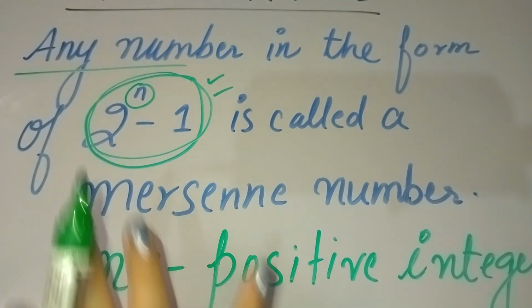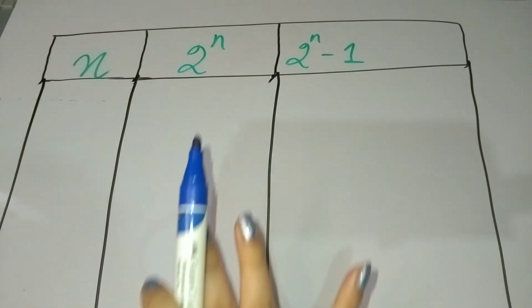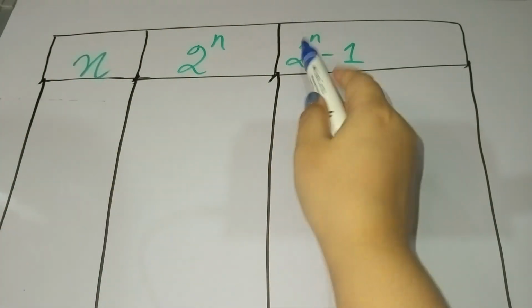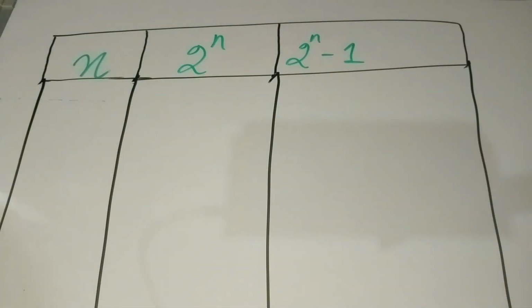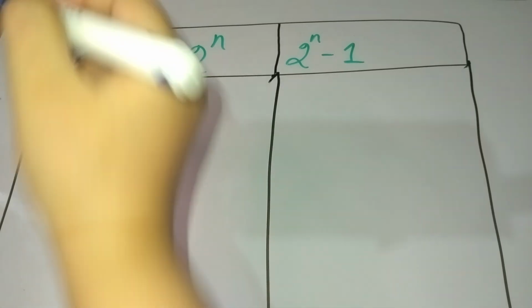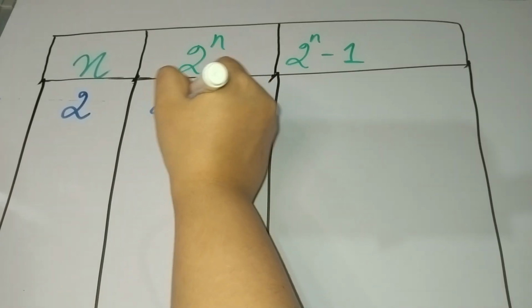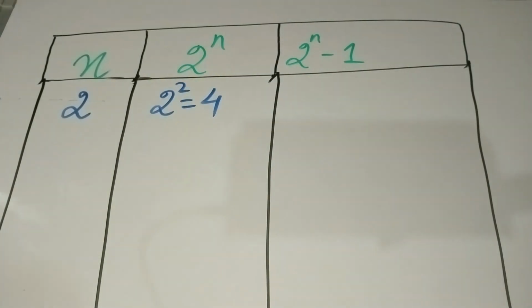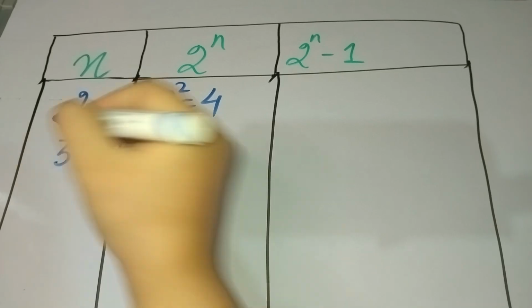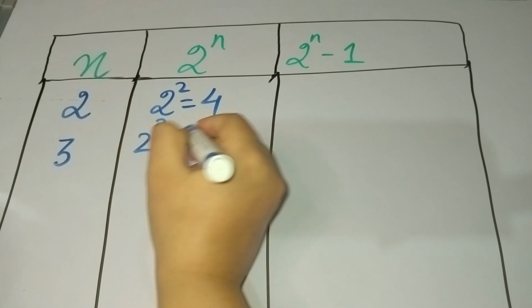So let's understand it using our table. I made a rough table, and we have to calculate 3 values: n, which can be any positive integer, 2 to the power n, and then 2 to the power n minus 1. So let's put n as 2. So 2 to the power n, n is 2, it means it's 4. Then n equals 3. So 2 to the power 3 is 8.